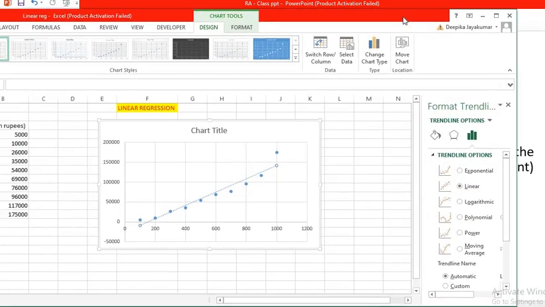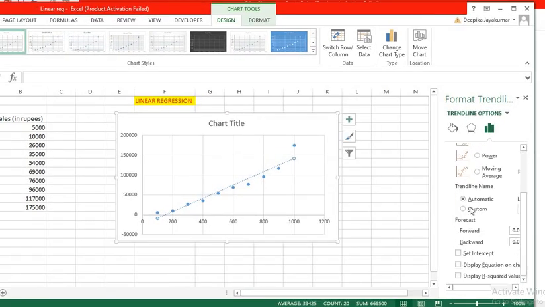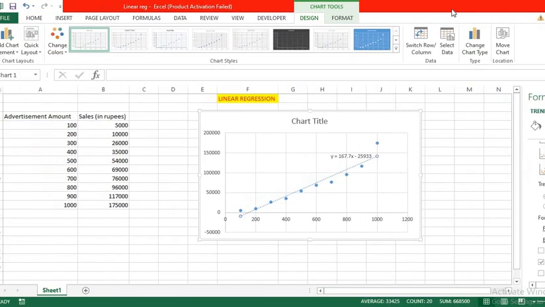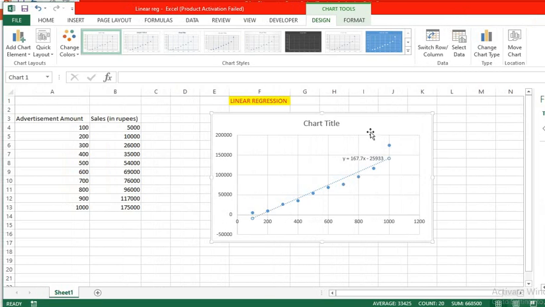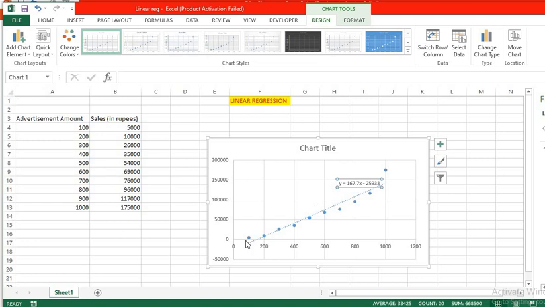If you select more trend line options, you will get two options like display equation on chart and display R squared value. Now you check display equation on chart. If you check it, you will get the equation for this. This equation is the equation of the predicted value. These are all the original data points.